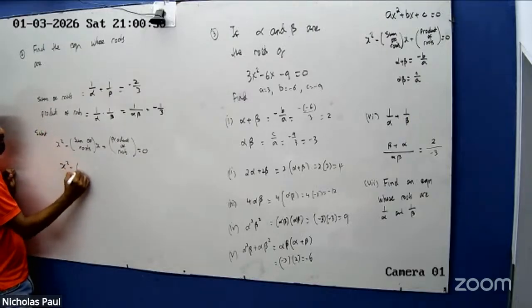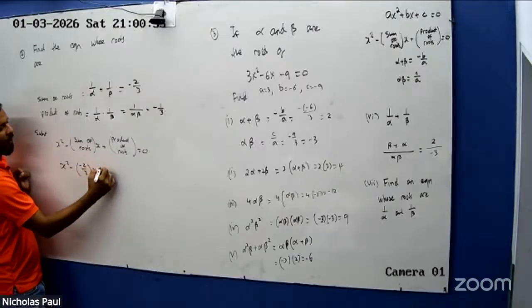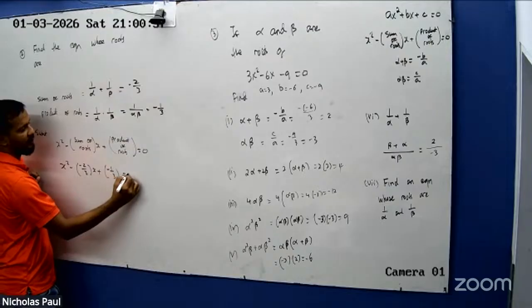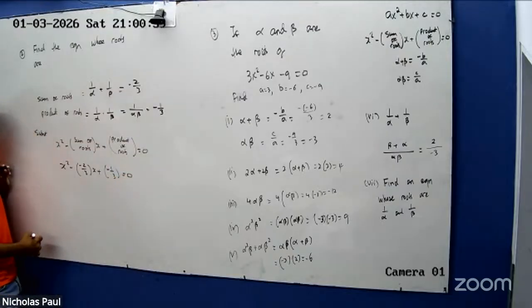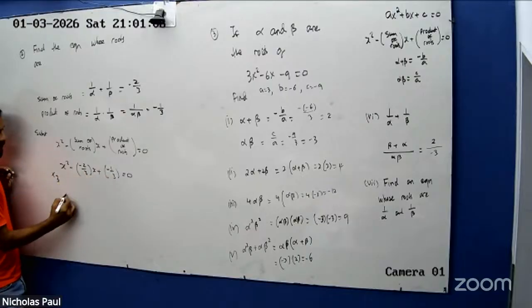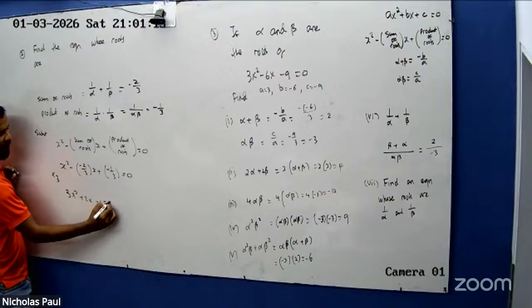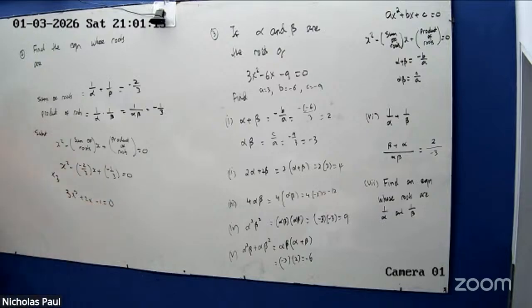So sum of the roots is -2/3. Product of the roots is -1/3. Right? And we can multiply everything by 3 to get rid of the denominator. And you'll get 3x squared plus 2x minus 1 is 0. That's the end of it. Okay. That's the way you find the product and sum.